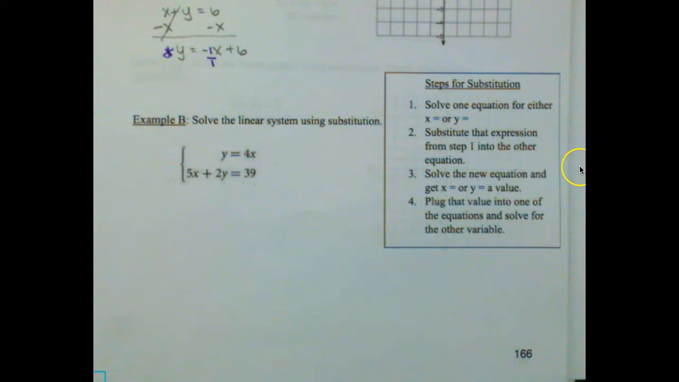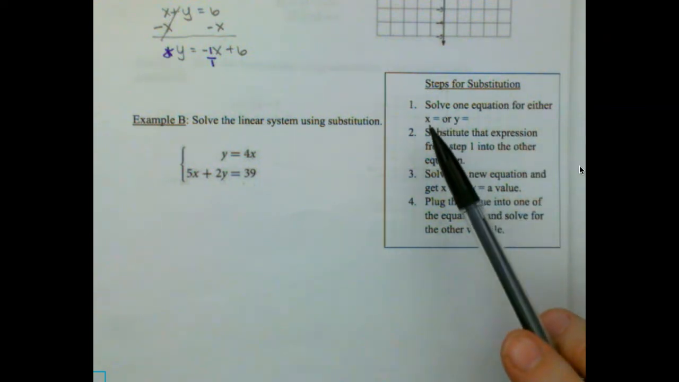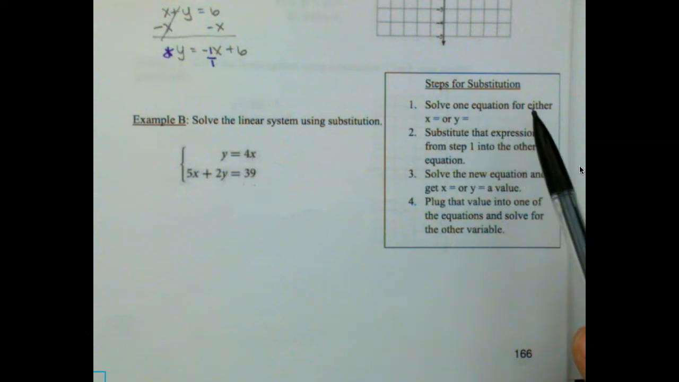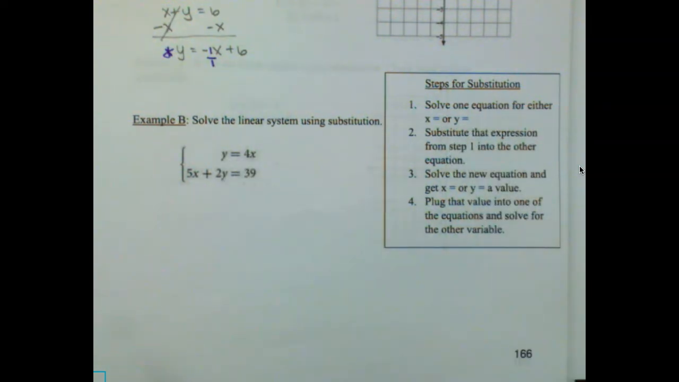Now over here in your notes, I've given you some step-by-steps to kind of give you a reminder for what to do. We're going to go through these steps each time we solve. Now number 1, the step should already be done for you generally. Solve one equation for either x equals or y equals. So I look at my equations. Do I have an x equals or y equals? I do.